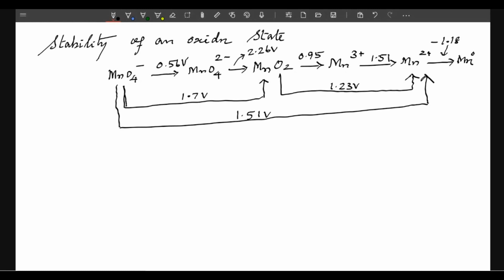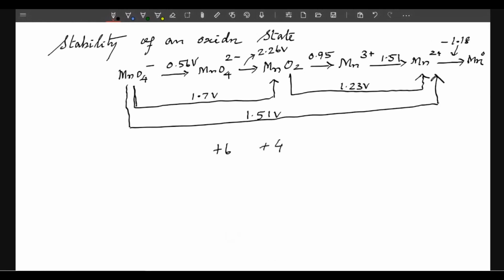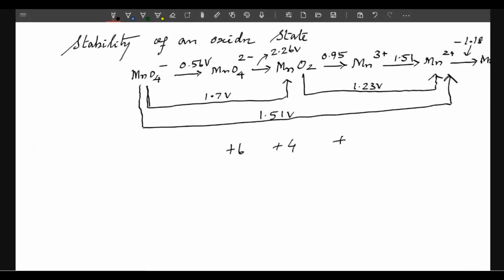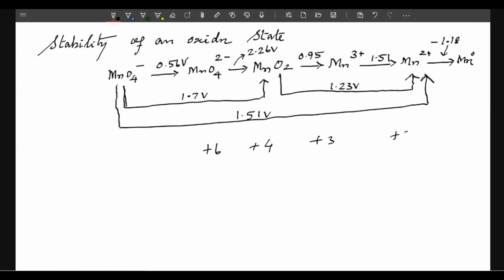The species in between them. Here, what are the species present? Manganate, that is +6 state. The manganese dioxide, that is +4 state. The manganese in the +3 state. The manganese in the +2 state. The extreme states, 0 and +7, are stable. They are not going to be unstable.